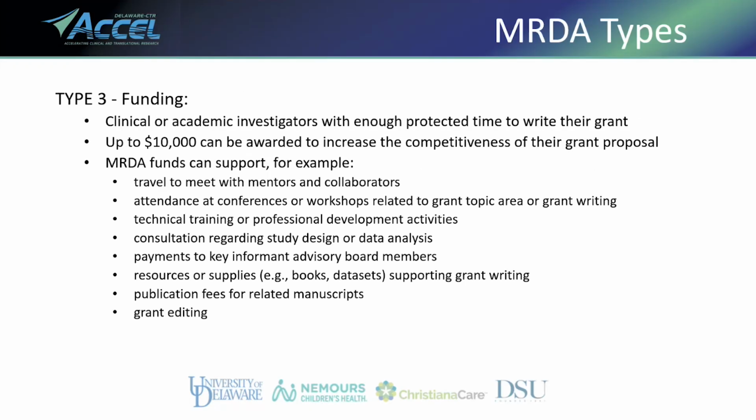The third type of MRDA is a funding award. So these are for clinical or academic investigators who already have some protected research time. And that protected research time is enough time to write a competitive grant proposal. However, in order to improve the competitiveness of the proposal, they would be requesting up to $10,000 to engage in some specific activities.